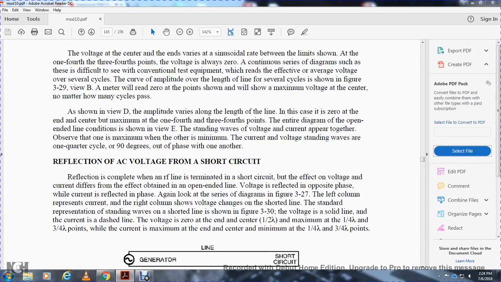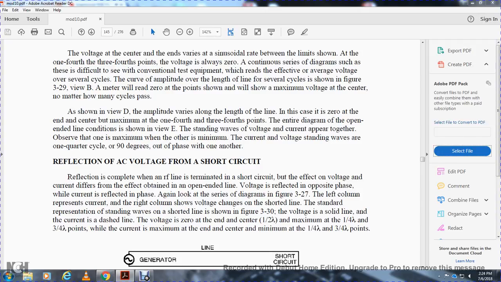Reflection of AC voltage from a short circuit. Reflection is complete with the radio frequency line terminated with a short circuit, but the effect on the voltage and current is different from that obtained with the open-end line, where the voltage reflects with the opposite phase. Will the current reflect with the phase again? Look at the series diagram, figure 327. The left-hand column represents the current and the right-hand column shows the voltage change with the shorted line.